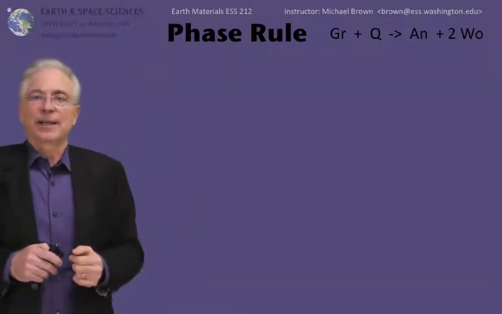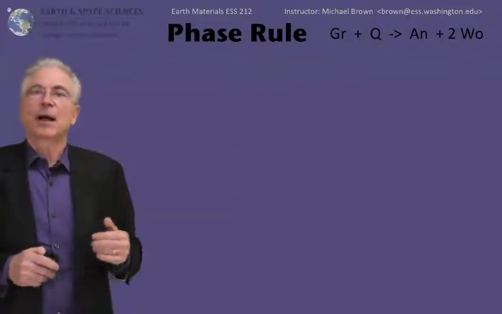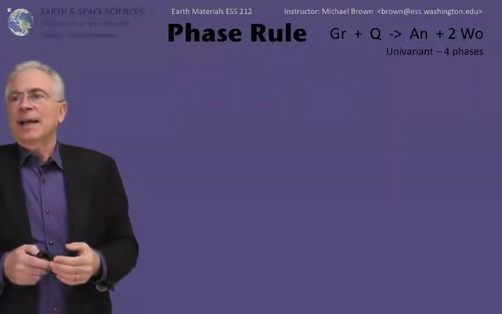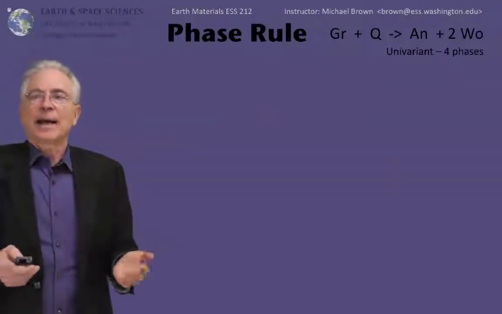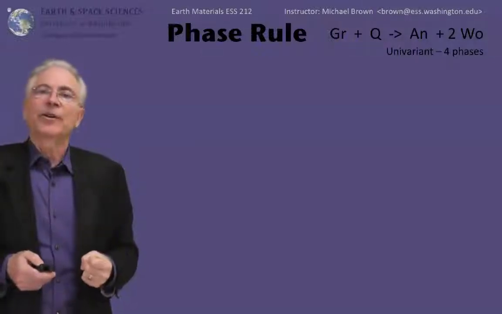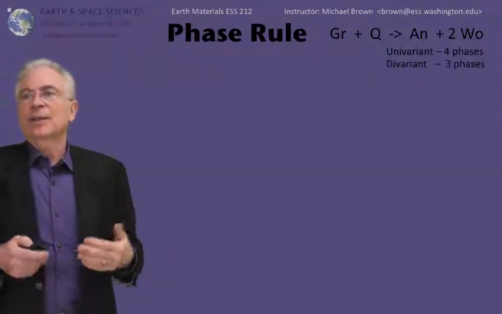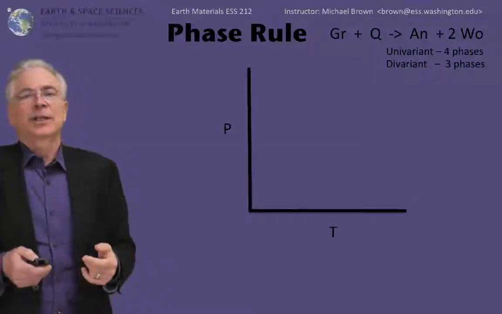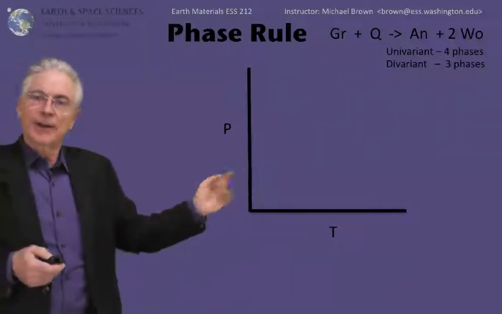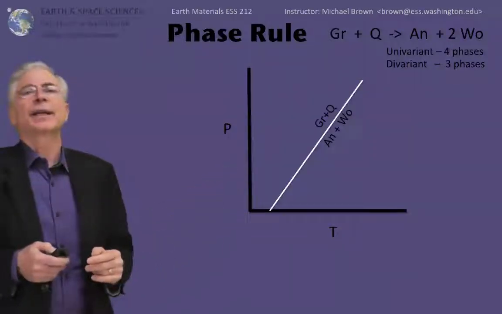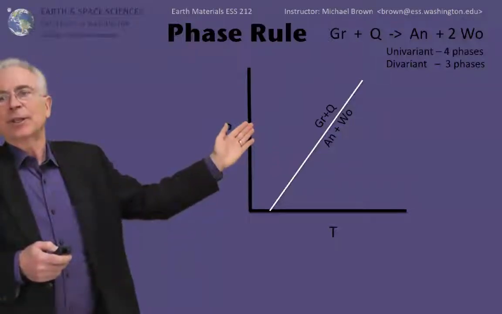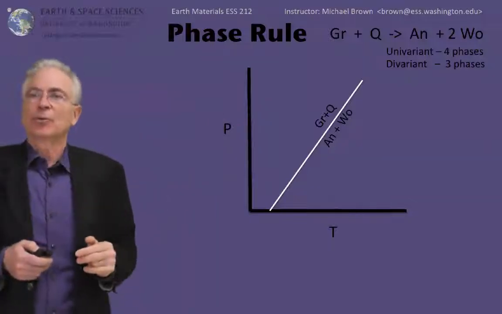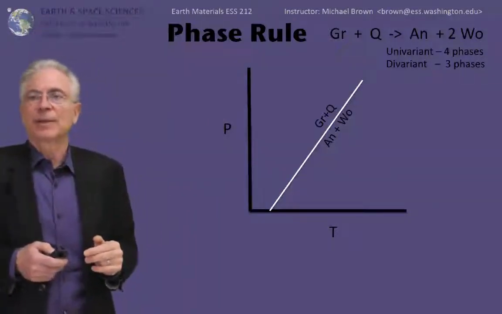Well, let's look at the phase diagram in pressure temperature space. I'll remind you up at the top what the chemical reaction is. And I'll remind you that our analysis says that along univariant phase boundaries, we could have 4 phases. Along divariant regions of the phase diagram, we could have 3 phases. So let's draw in pressure temperature axes. There they are. Let's put in a line which separates the region in which anorthite and wollastonite are stable from the region in which grossular and quartz are stable.